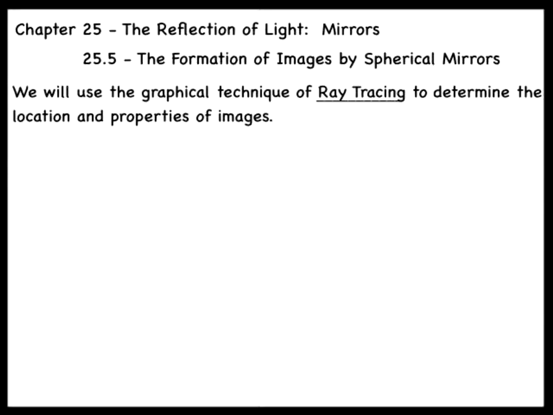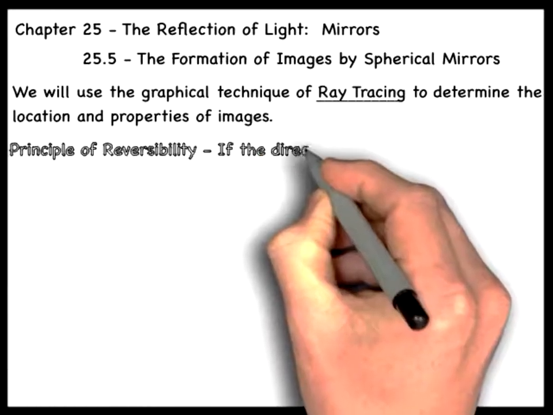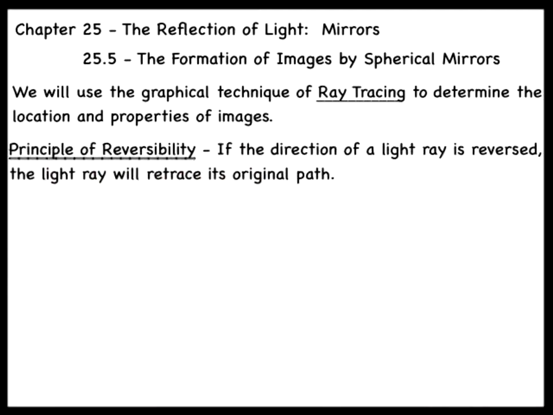We will utilize some specific paraxial rays and apply the law of reflection at the mirror surface. We take advantage of the fact that paraxial rays leave a point on an object and intersect or appear to intersect at the corresponding point on the image after reflection. This technique also demonstrates what's known as the principle of reversibility, which states that if the direction of a light ray is reversed, the light ray retraces its original path.